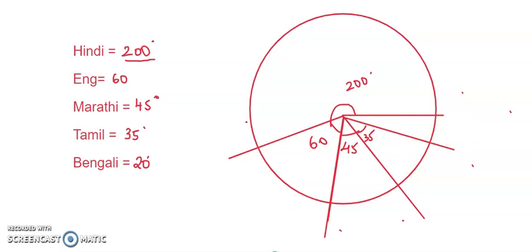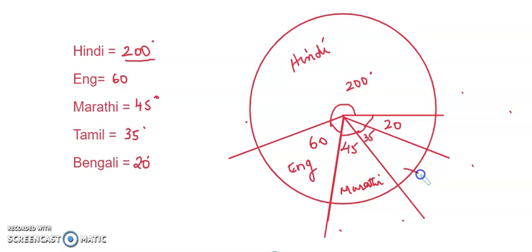Okay, so it should be somewhere, wait. Okay, this should go a little bit down, something like this, and I'll get my 20. Okay, so this is my 20, and then you label it. So this is Hindi, this is English, Marathi. If the space is too small, you can write it outside, Tamil and Bengali. Okay, and erase off any extra dots and extra lines, please.